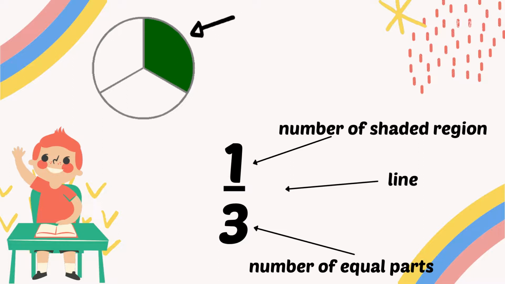For 1 over 3, we don't have other names. Okay? The fractions that have other names are only 1 over 2, which is half, 1 over 4, which is quarter, 3 over 4, which is 3/4. For 1 over 3, or other than that, we don't have any other names. Only 3 fractions have their own terms. I repeat, 1 over 2, half, 1 over 4, quarter, 3 over 4, 3/4. For 1 over 3, we don't have any other name.